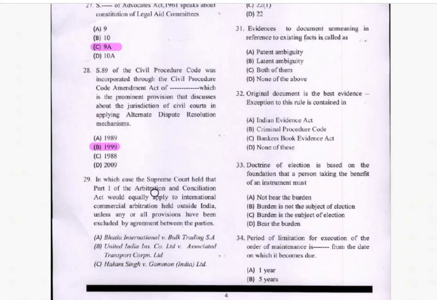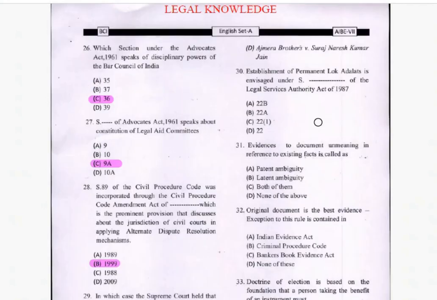In which case the Supreme Court held that Part 1 of the Arbitration and Conciliation Act would equally apply to international commercial arbitration held outside India unless any or all provisions have been excluded by agreement between the parties? Bhartiya International versus Bulk Trading. This is a very landmark case.